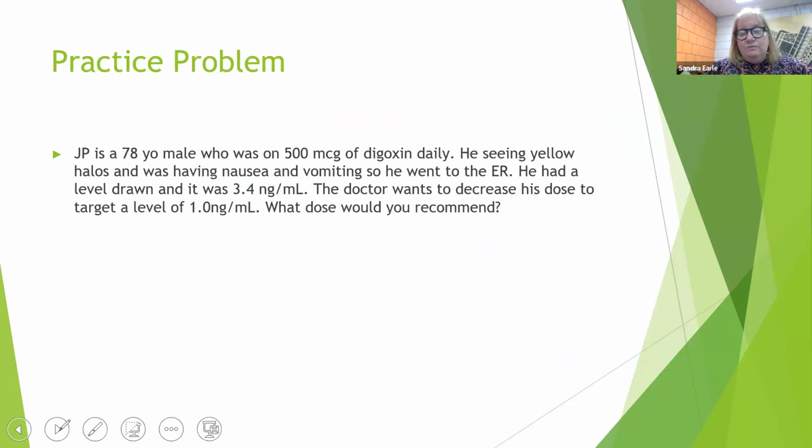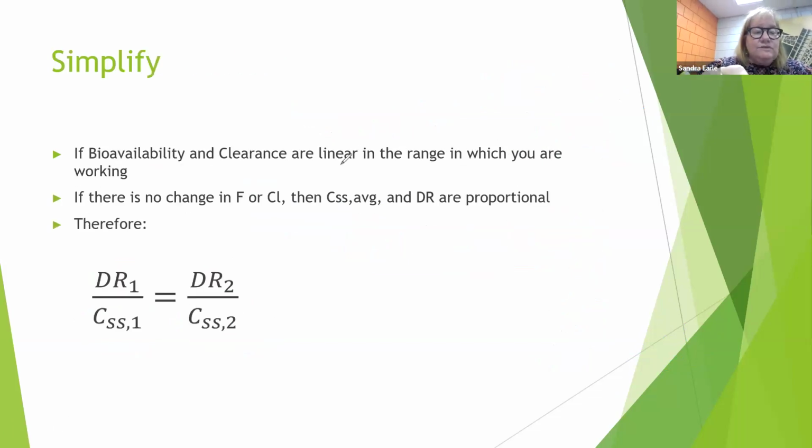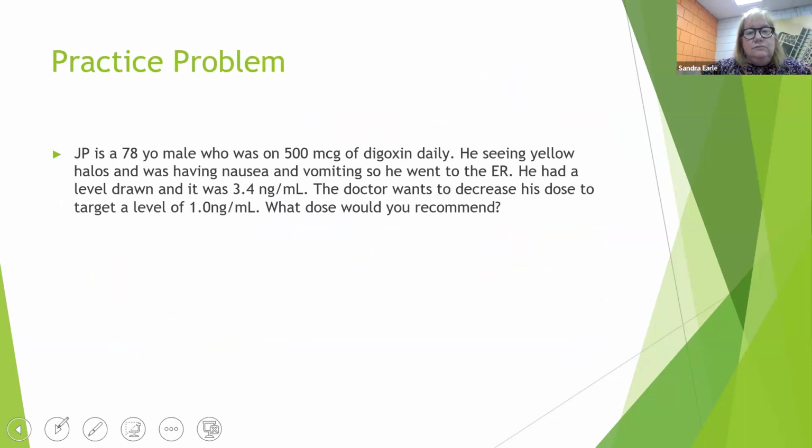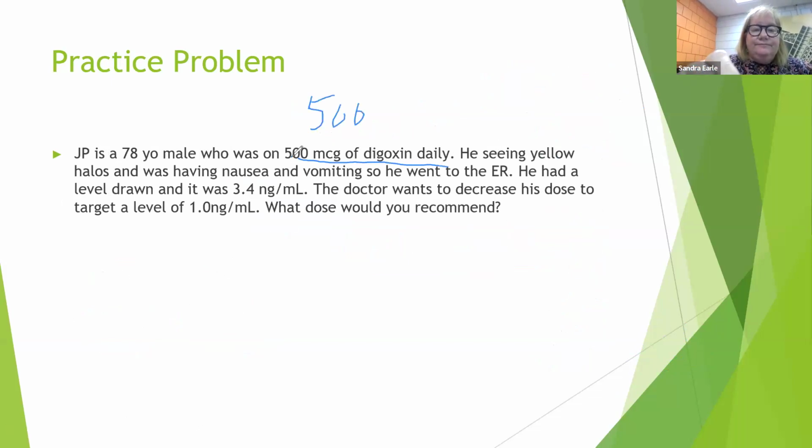Okay, so here we have a practice problem. JP is a 78-year-old male who was on 500 micrograms of digoxin daily. So the dose rate is 500 micrograms per day.